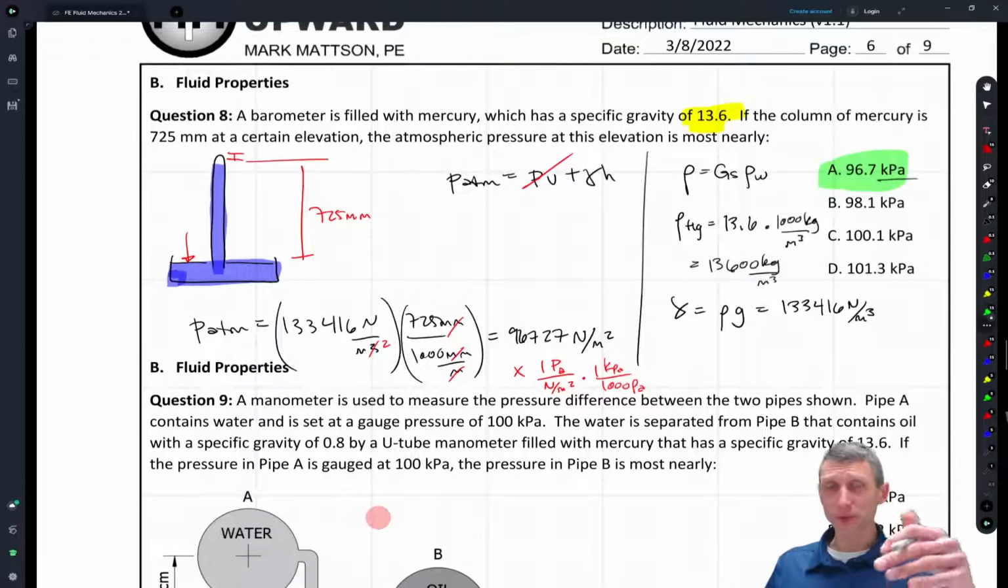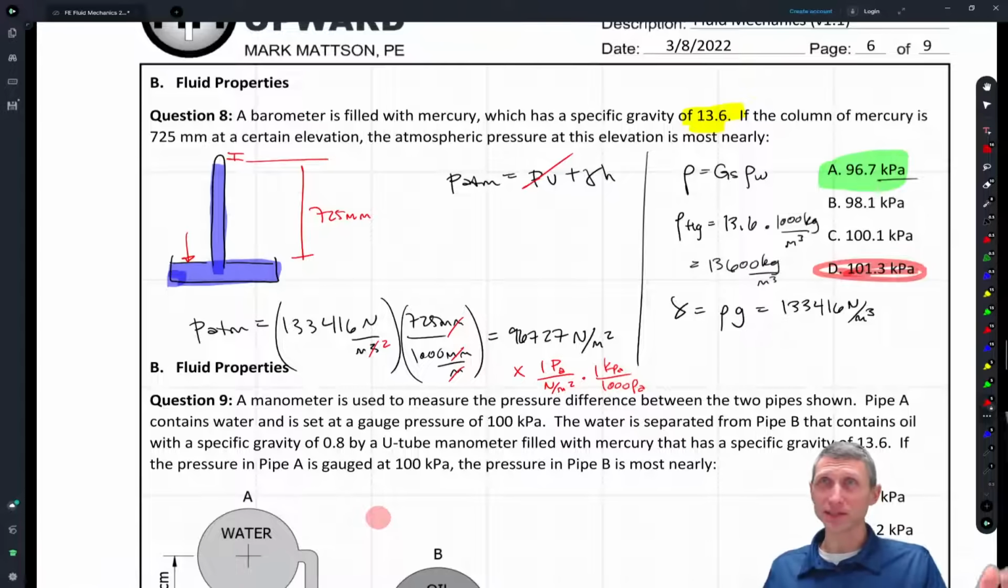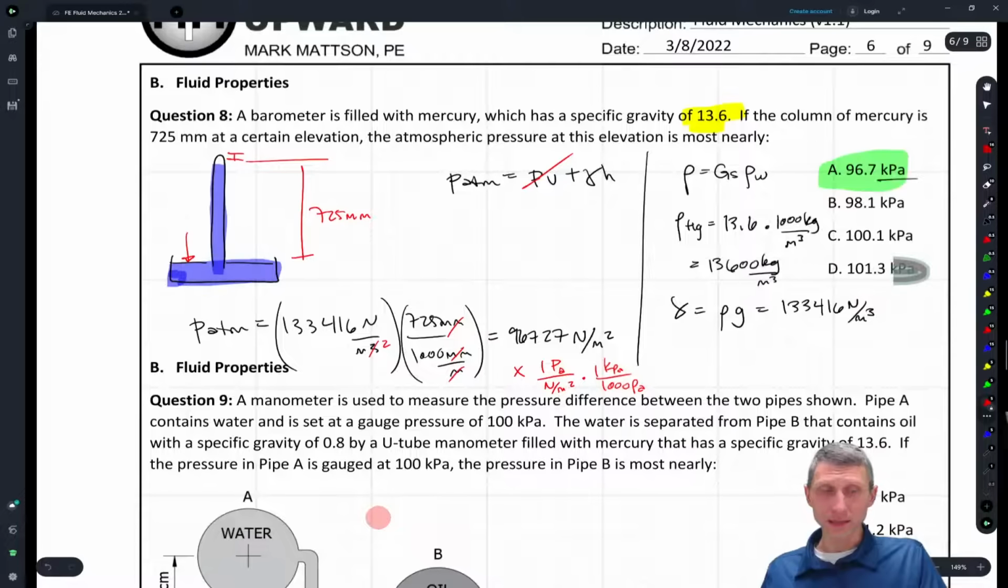One of those other ones that I threw in here as a bad answer was 101.3. That's standard atmospheric pressure at sea level, so that's just another number that is good to know. But normally we're talking gauge pressure, so we don't have to worry as much. And that comes up in the manometer question.